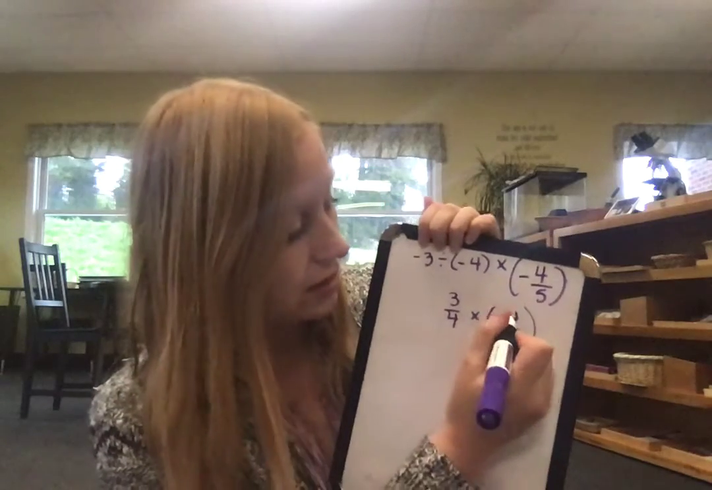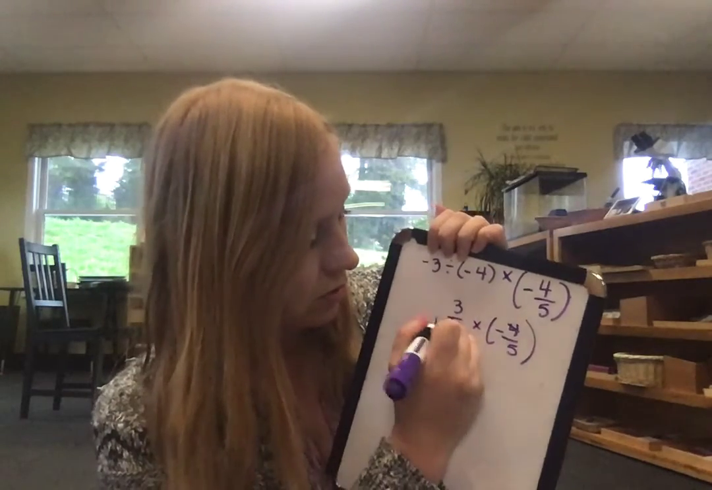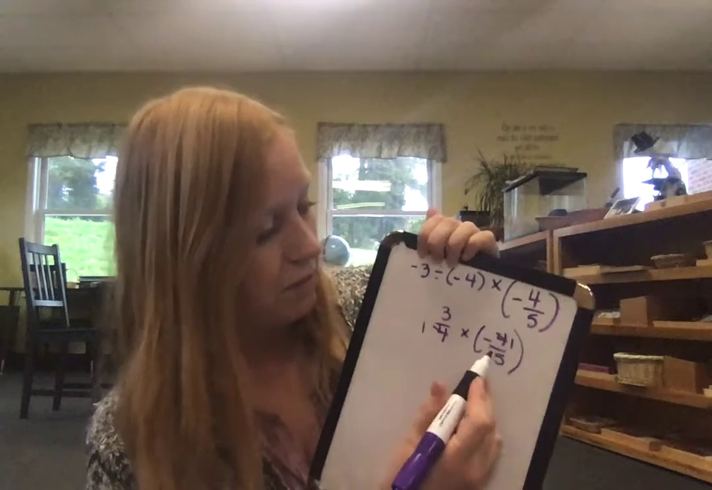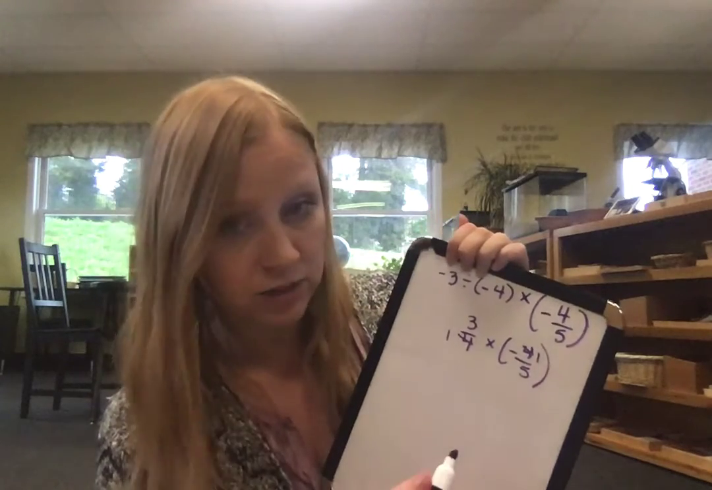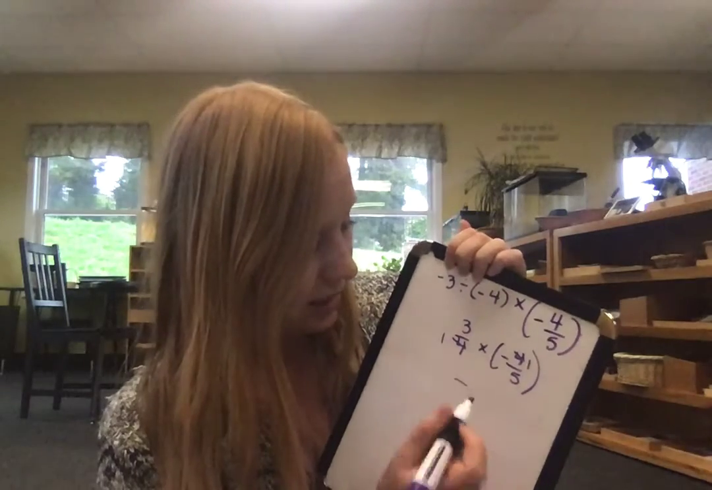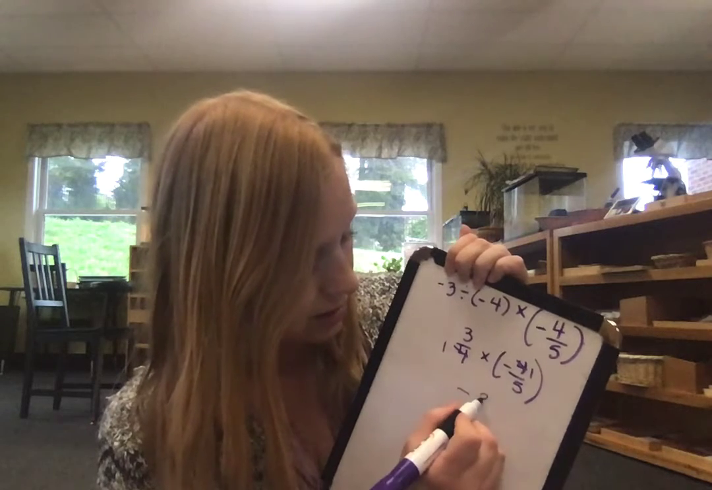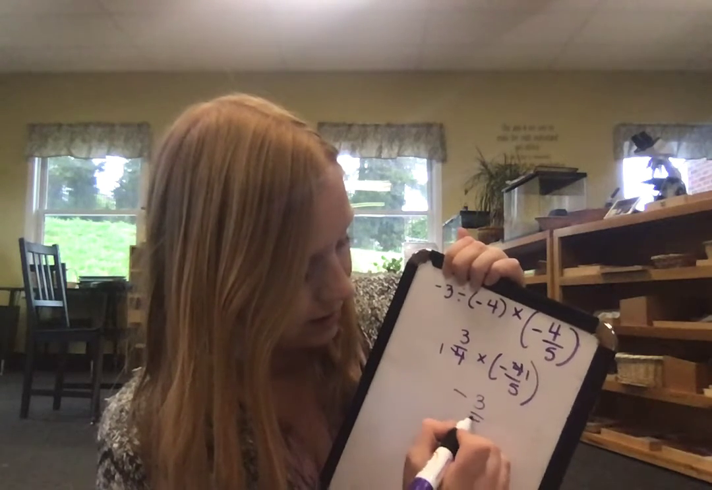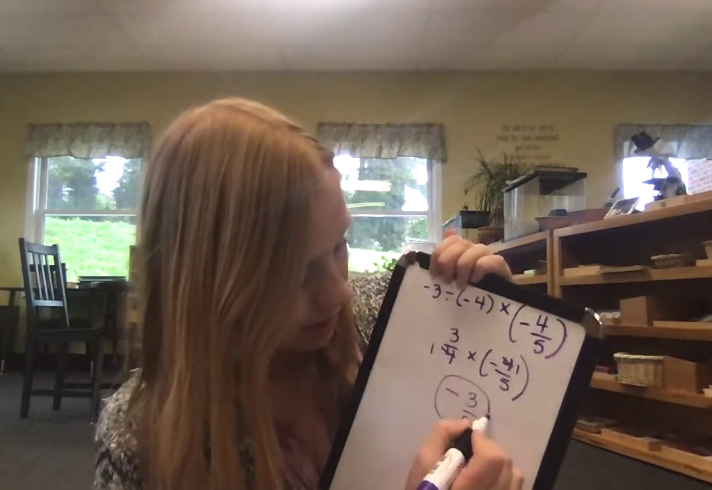Okay, I got some cross out multiplication to do. Okay, but it's a positive times a negative, which means I'm going to have a negative as my final answer. 3 times 1 is 3. 1 times 5 is 5. I get negative 3/5.